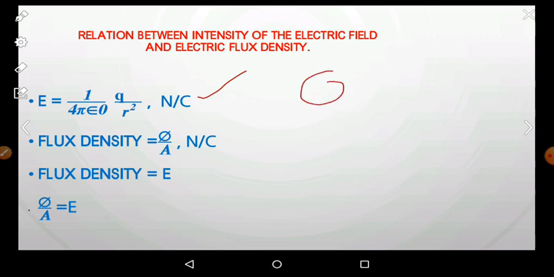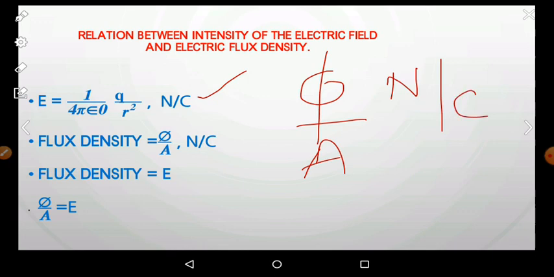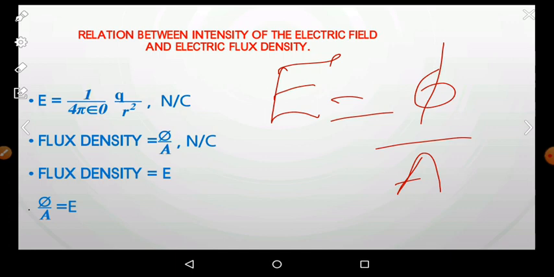Flux density, which is flux divided by area, also has Newton per Coulomb. Flux density also has the same units here. So both have the same units and the same dimensions. Both flux density and intensity of electric field are numerically equal to each other. They are not qualitatively equal, just numerically equal. This is the reason we can write E equals phi divided by A, or phi by A equals E. We can write it in any way.